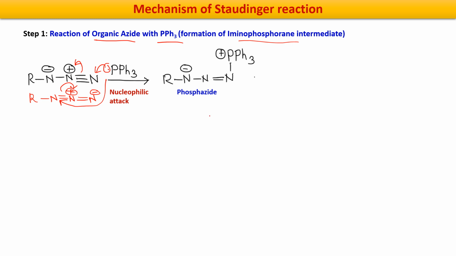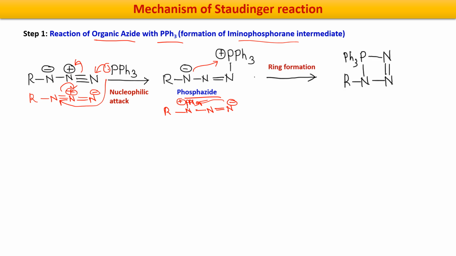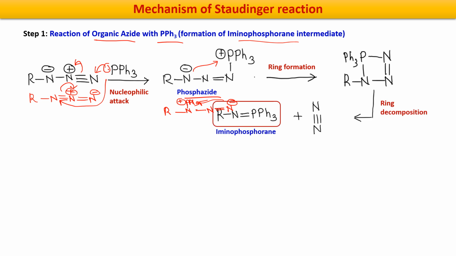Now if you follow the previous one, this type of phosphazide will be produced. But if you follow the second one, there will be N-PPh3 plus, then N double bond N minus, and in that case this negative charge will attack this one. But in our case we are attacking like this. Whichever way you follow, ultimately you will reach the same type of ring formation, which you can see here: a 4-membered ring. This ring is obviously not very stable, so finally it will decompose.